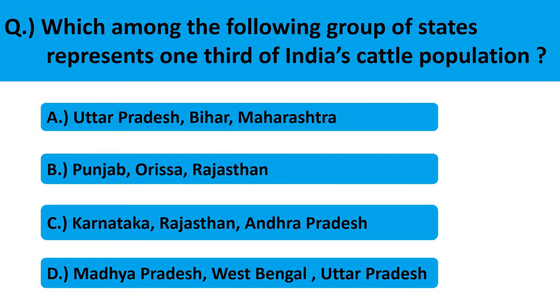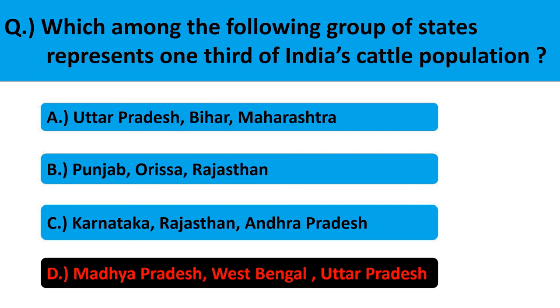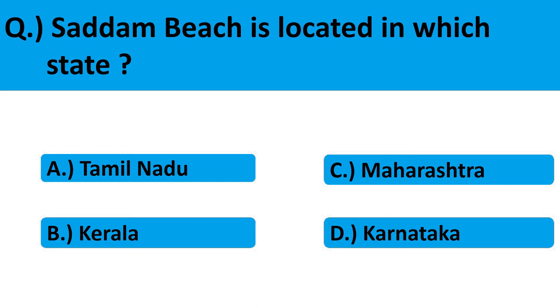Question number 85. Which among the following group of states represents one third of India's cattle population? Correct answer is Madhya Pradesh, West Bengal, Uttar Pradesh. Question number 86. Saddam Beach is located in which state? Correct answer is Kerala.